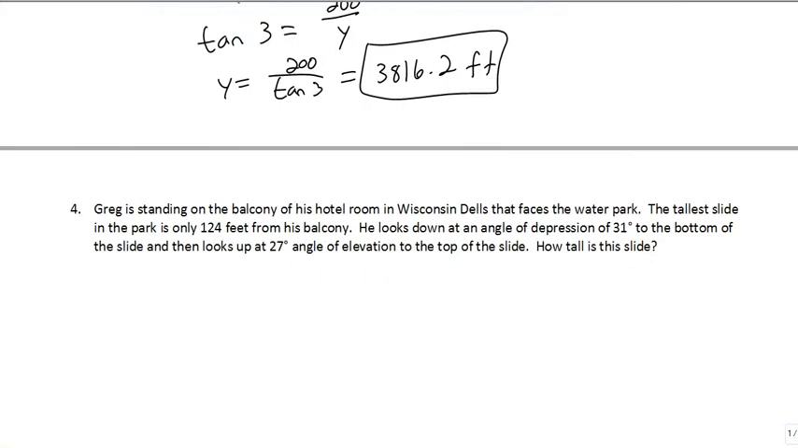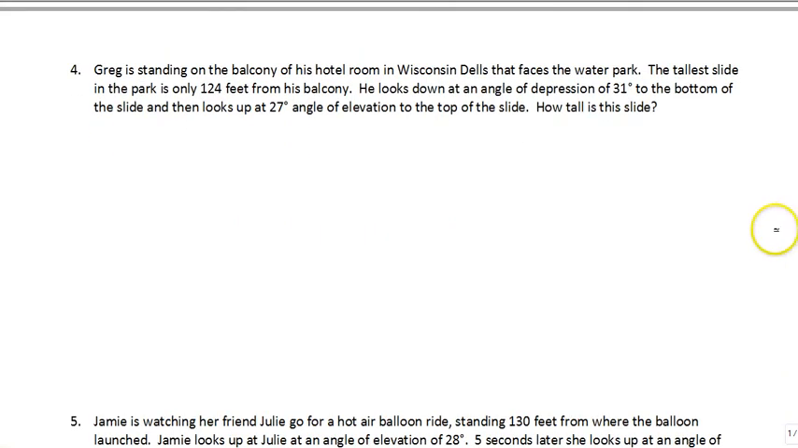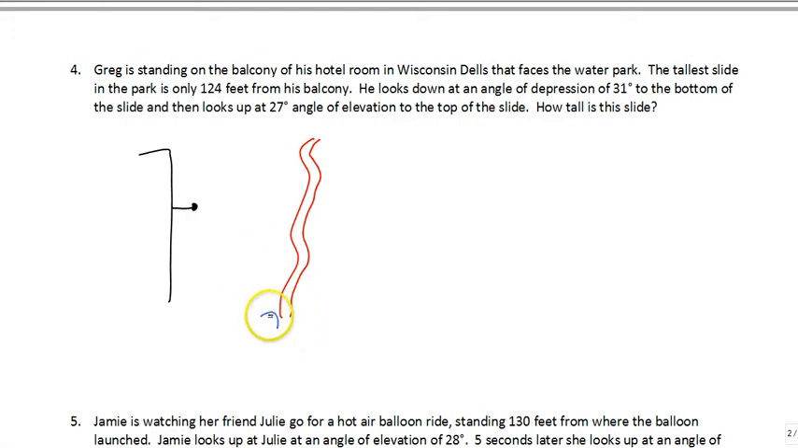These are a little more complex. Greg is standing on a balcony of his hotel room in Wisconsin Dells that faces the water park. So we have a hotel. So here's the hotel. Here's the balcony. And here's Greg. We'll just pretend he's here. Let's pretend his eye is here. It doesn't matter. There's a water park over here. And there's a slide. So there's a slide going like, well, let's not make the slide blue because the water will be blue. The slide going down. Okay, there we go. And into water. Splash.